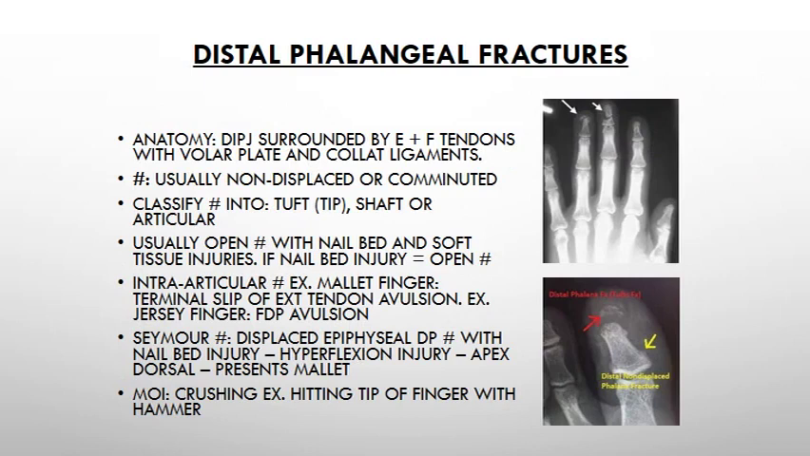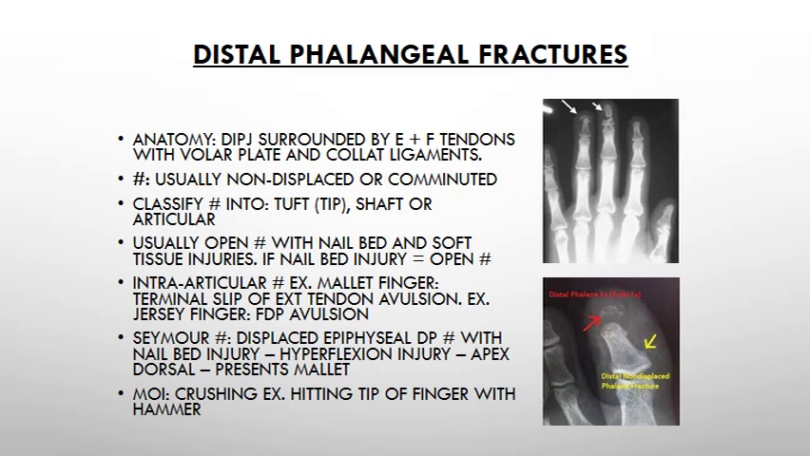Moving to the most distal fractures in the upper limb, the distal phalangeal fractures. Looking at the anatomy, the DIPJ, the distal interphalangeal joint, is also surrounded by extensor and flexor tendons. It also has its own volar plate on the volar side, that's where the volar plate gets its name from, and collateral ligaments. The FDS inserts into the base of the middle phalanx, and the FDP inserts into the distal phalanx.